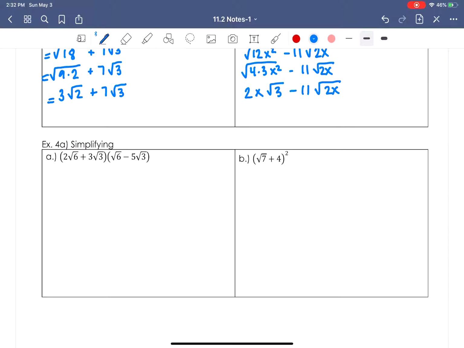So I have the quantity 2 square root of 6 plus 3 square root of 3 times the quantity square root of 6 minus 5 square root of 3. So I'm going to take this 2 square root of 6 and I'm going to multiply it by radical 6 minus 5 radical 3. And I'm going to do the same thing with that 3 radical 3.